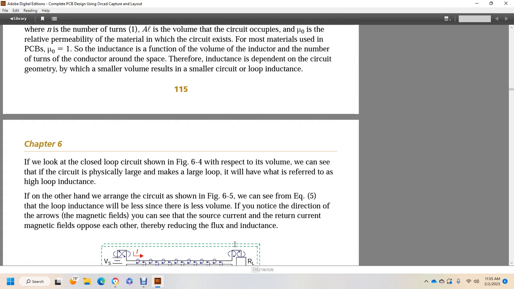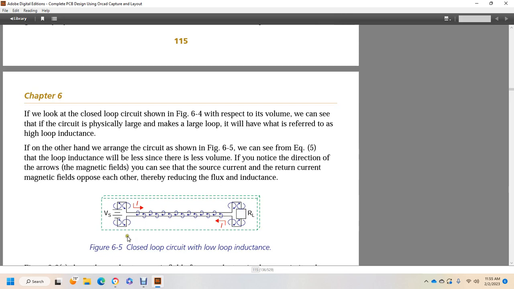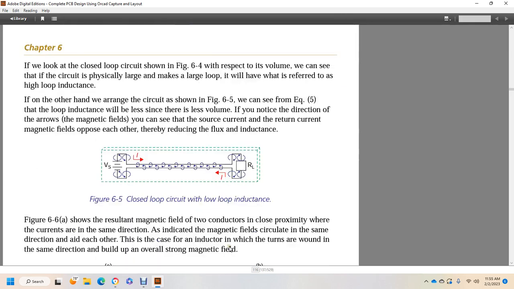If you notice the direction of the arrows of the magnetic field, you'll see the source current and return current magnetic fields oppose each other, thereby reducing flux and inductance. Figure 6.5 shows the closed loop circuit with the low loop inductance.